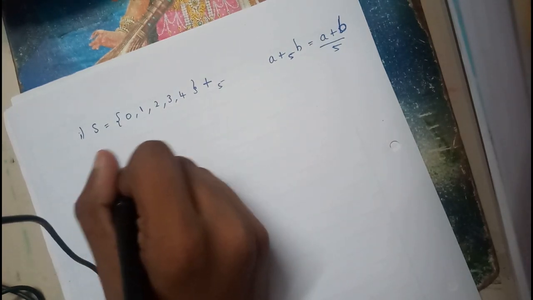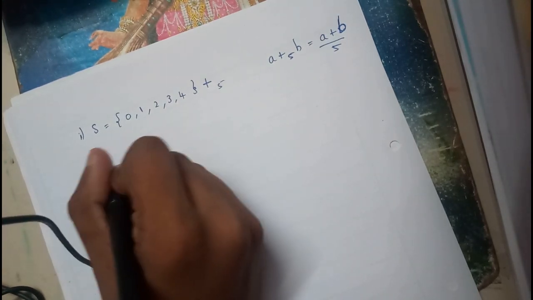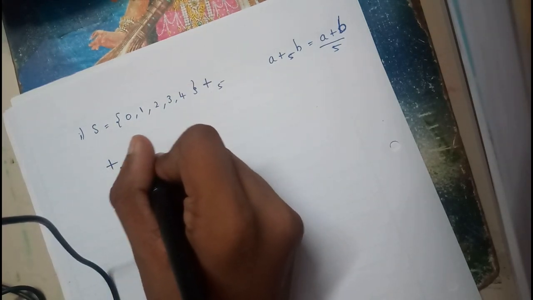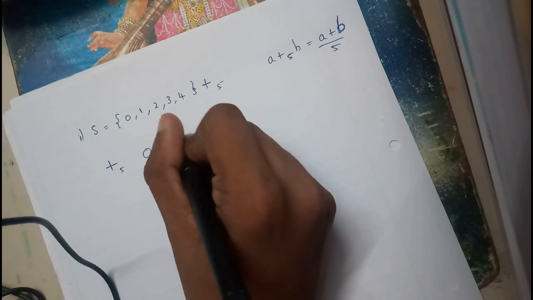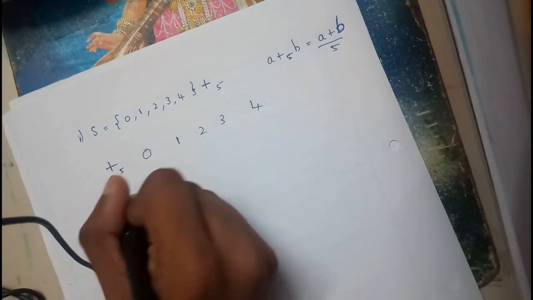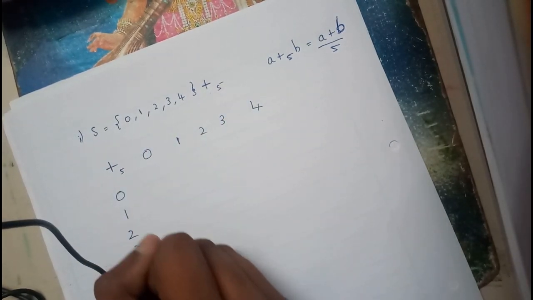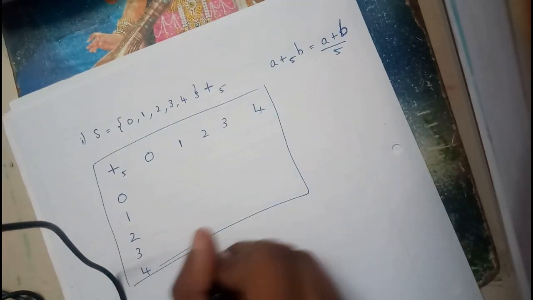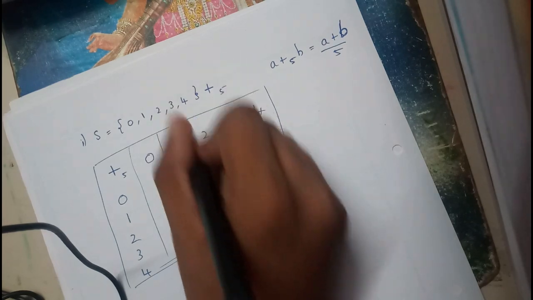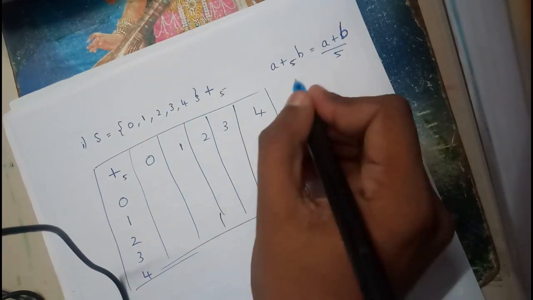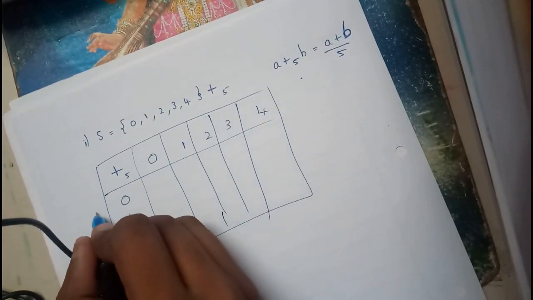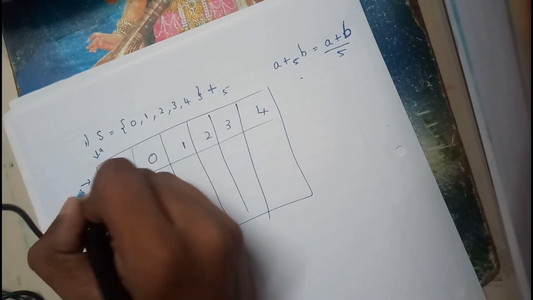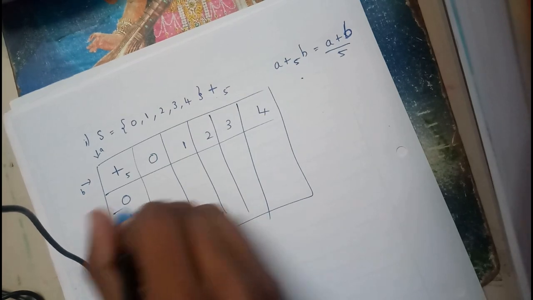Let us start drawing the table with plus 5. Write that as the main key point and write all the values, 0, 1, 2, 3, 4 along the row and 0, 1, 2, 3, 4 along the column. Now start filling the table. You may wonder how to fill this table. We'll be using this formula. This is going to be your A and this is going to be your B.